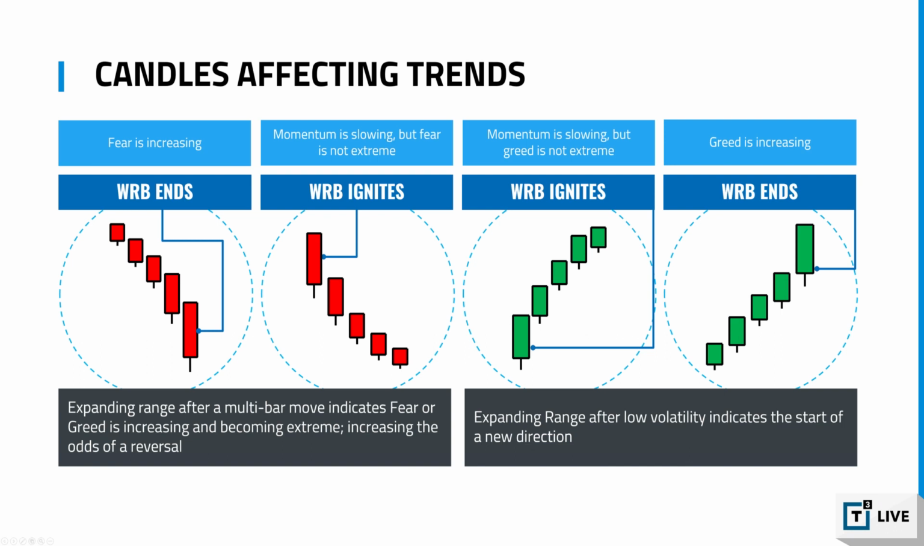Topping tail candles, you know what that means? It means the buyers got rejected. Higher prices were rejected. So distribution occurred. So the buyers were in control and then they got slammed. That's actually quite bearish. Okay, especially if the color changes, flips from being a really big green candle to a totally red candle, right?